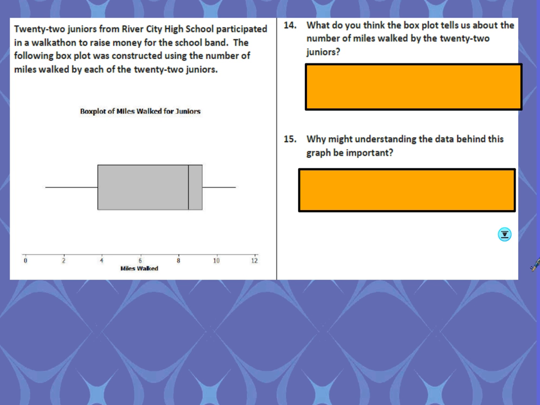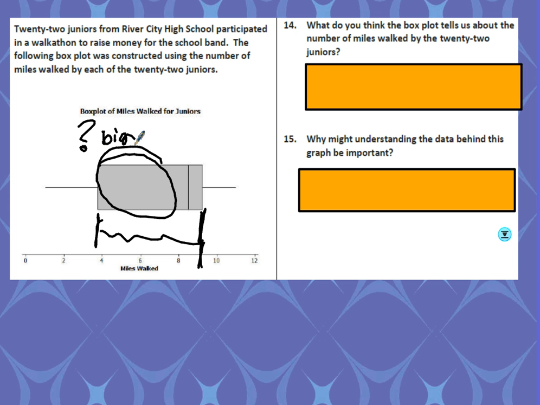Where would you say 50% of the students walk? Between what and what? About 4 and 8.5 is 50%. 4 and 9-ish. Why is this such a big area? I'm going to table that question. Why is this a big area?